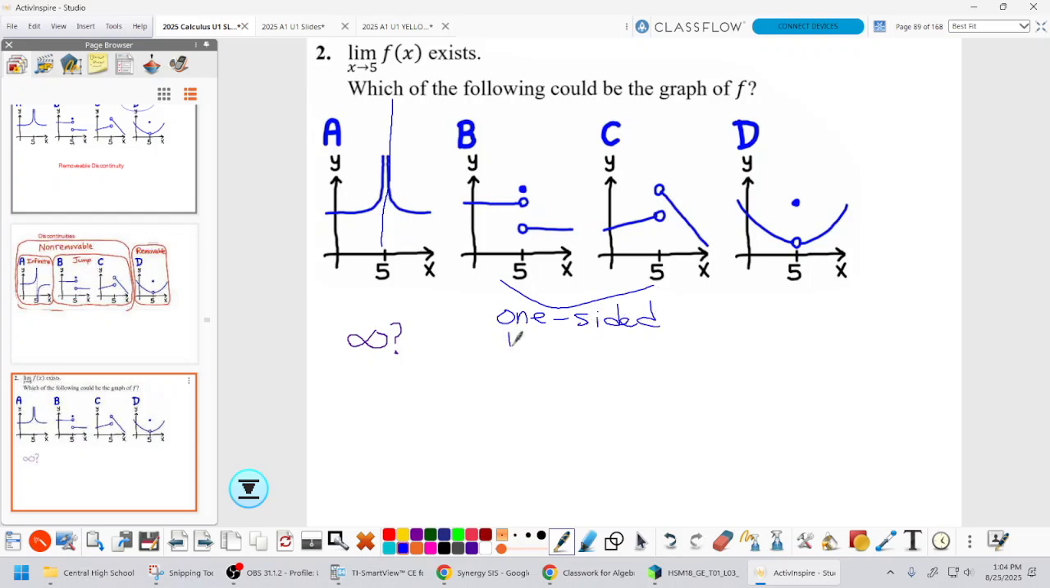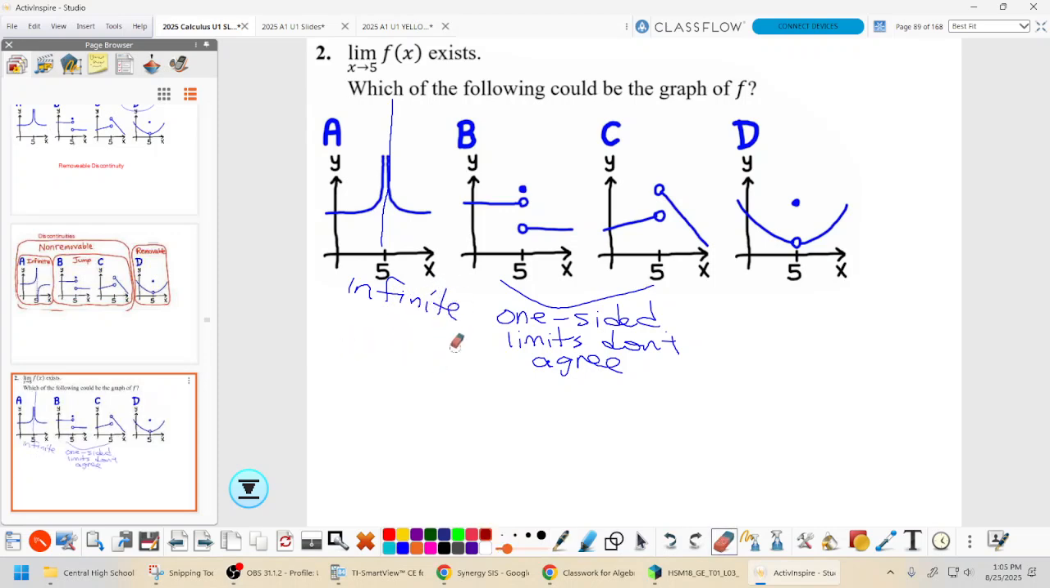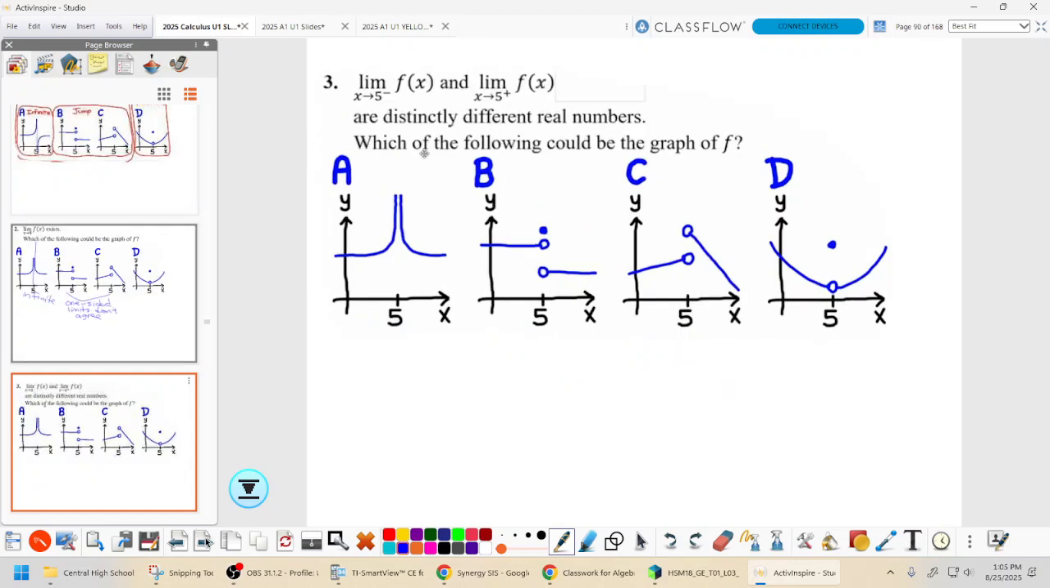So the one-sided limits don't agree. This one is infinite. Okay, so I'll just erase that and use the word. And then that one is the only one that has all the criteria to say the limit exists. So it's also the only one with a removable discontinuity, but can we have, I'll save that question for later. All right.